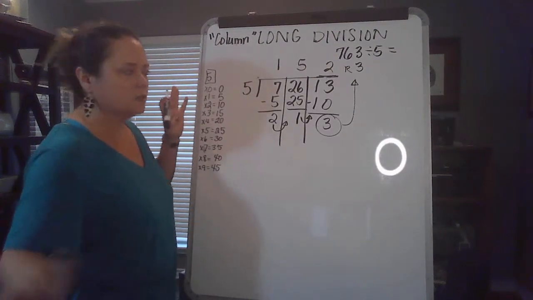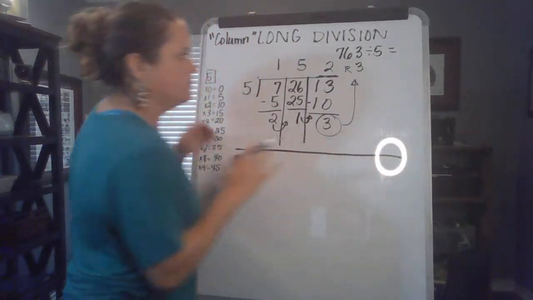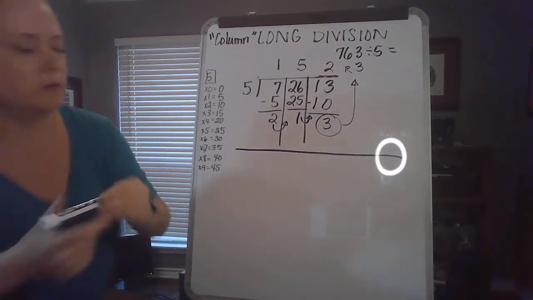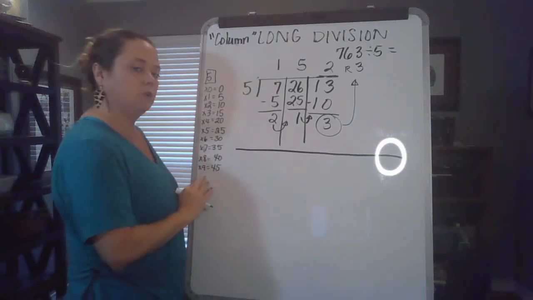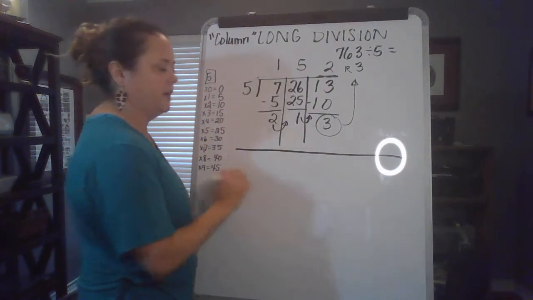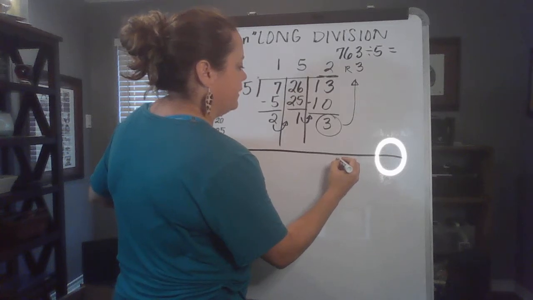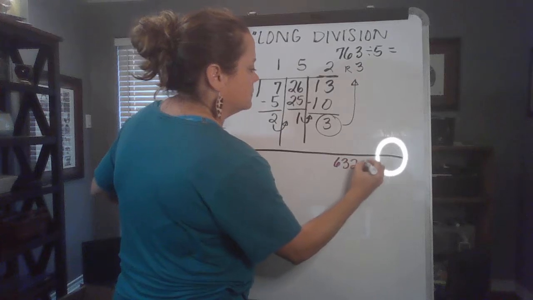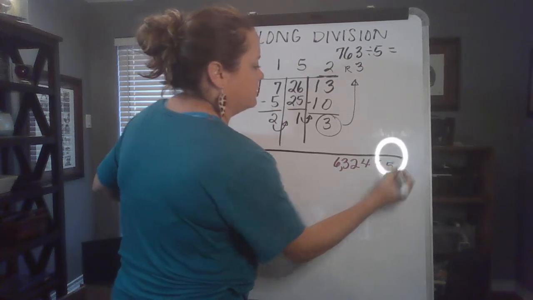I'm going to do it underneath. We're going to keep this one here. Let me get a different color marker here, and let's do something different. We'll stick with our divisor 5. Let's do, I don't know, 6,324 divided by 5.